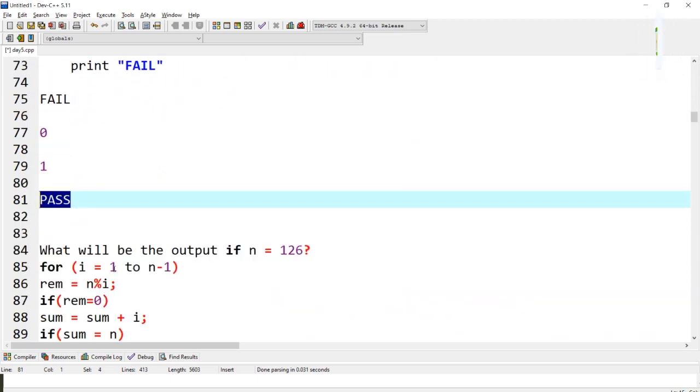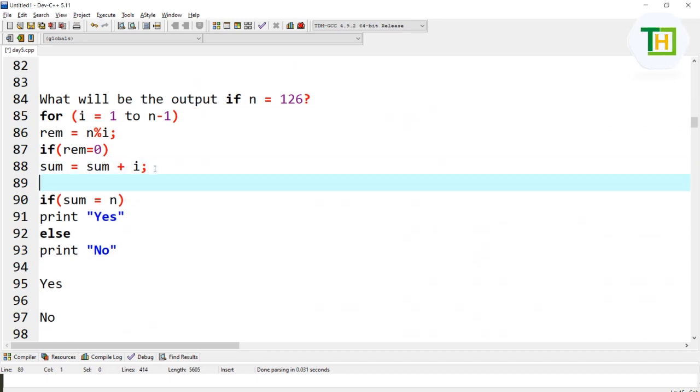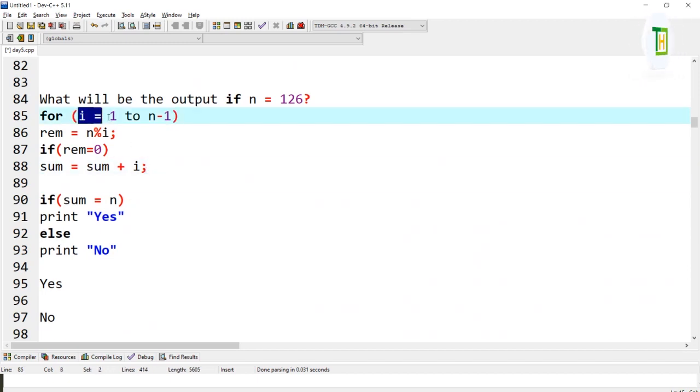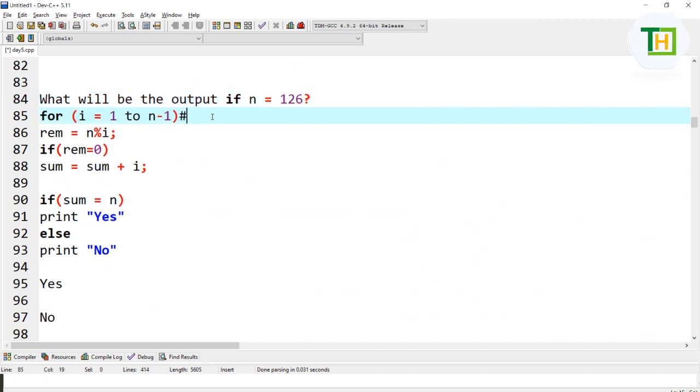Move to the next question. This is the for loop here, and now i goes from 1 to n minus 1. That is going to be 126, so 1 to 125. It is going to repeat 125 times, and I'm going to write here: if remainder is equal to 0.